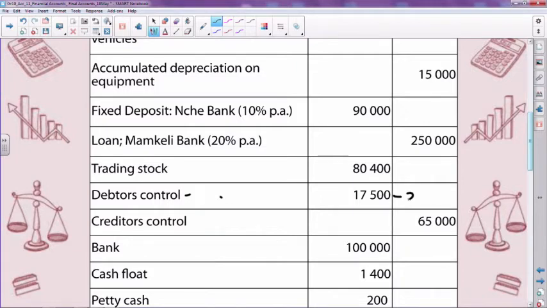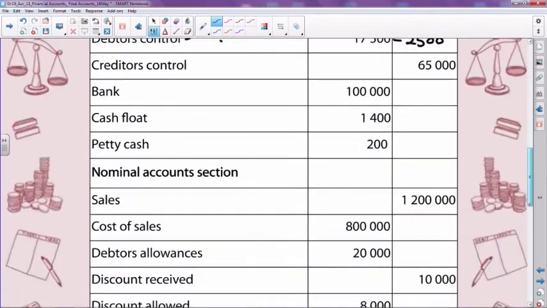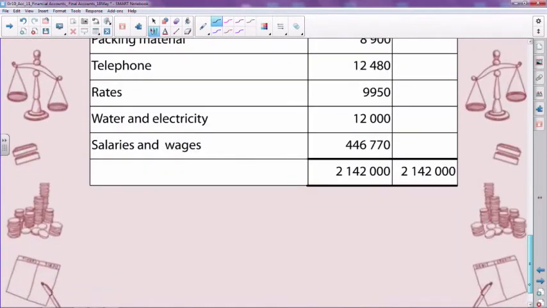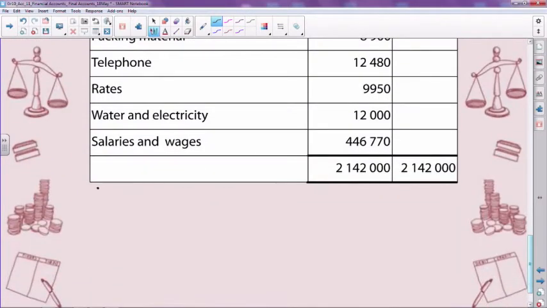So I'm going to say minus 2,500, and then I'm going to go and look in the nominals. Let's check. Do we have a bad debt here, guys? As you can see, there's no bad debts. So what do you do? You go down there on the bottom edge of that page, and you write there bad debts. And you're going to say on the debit side 1,200 because it's an expense.